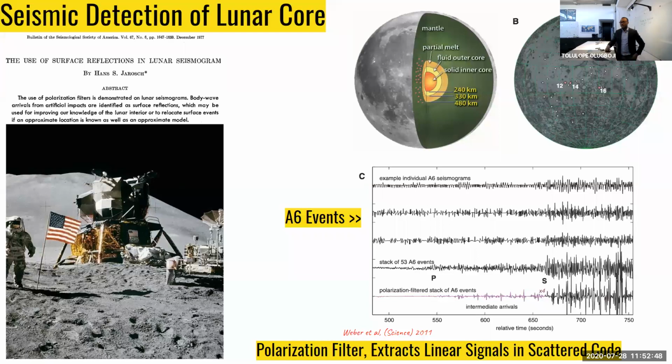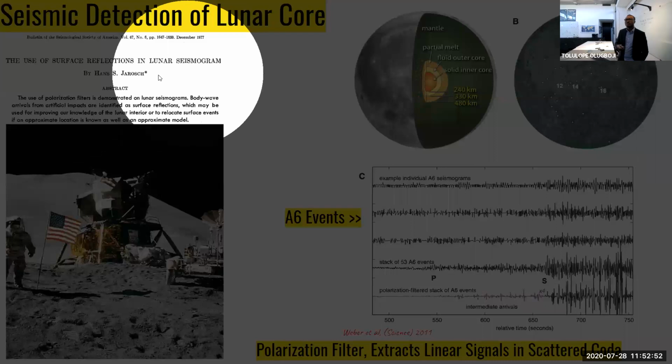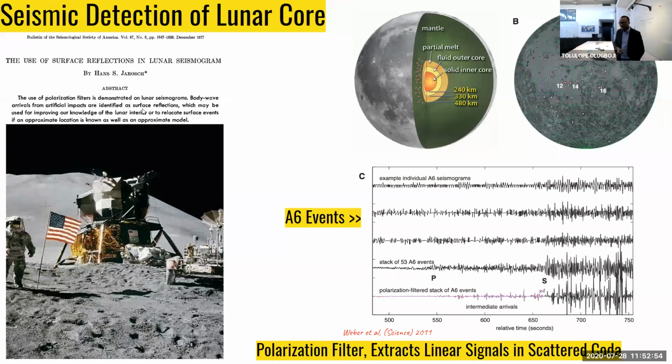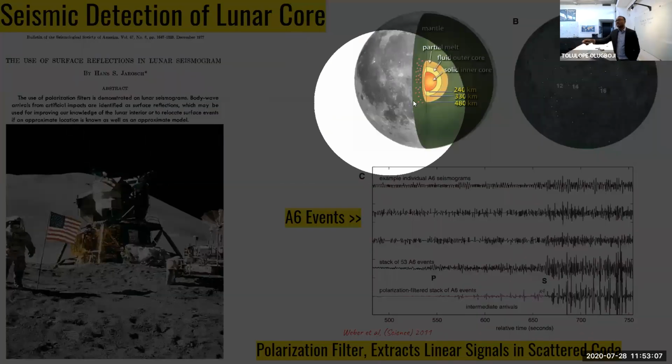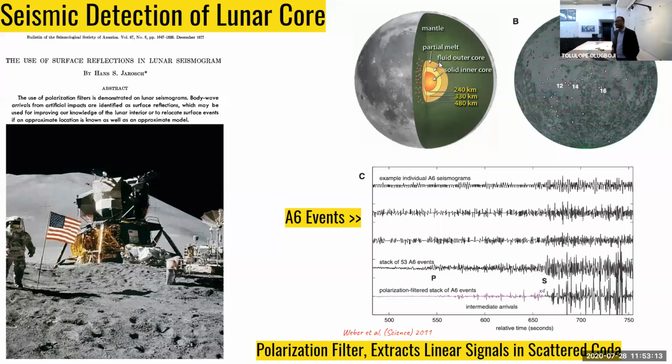So this was a paper written back in the day, I think in 1977, and how you can use the polarization of waves to improve stacking of lunar quakes that can then tell you something about reflective waves off boundaries inside the moon. So say off the outer core, mantle, moon boundary, and stuff like that.